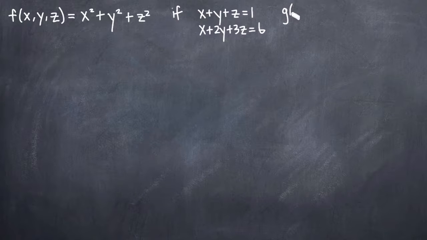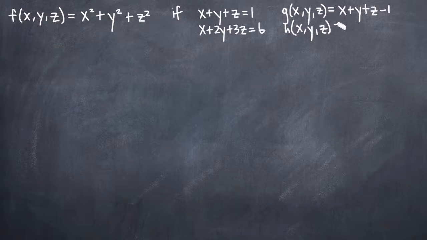So what we'll get is g of x, y, z, this first constraint equation, becomes g of x, y, z equal to x plus y plus z minus 1. So we just subtracted 1 from both sides to move everything to the left. Same thing here, h of x, y, z will be equal to x plus 2y plus 3z minus 6. So with 3z minus 6, we just subtracted 6 to move it to the left-hand side. So those are our two constraint equations.